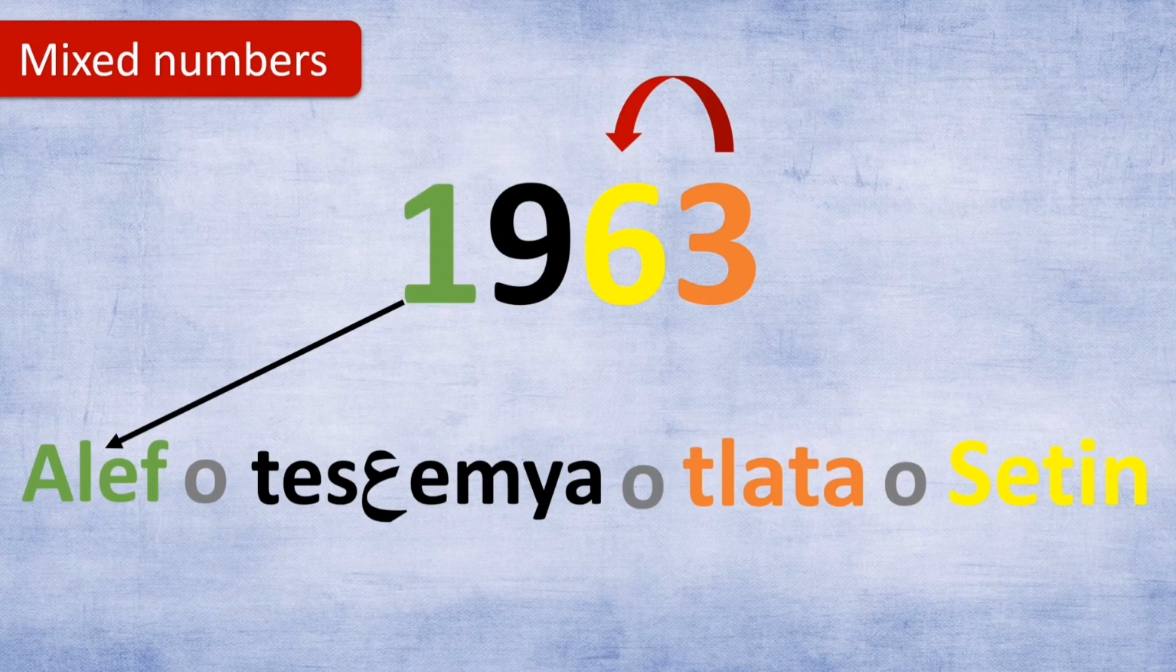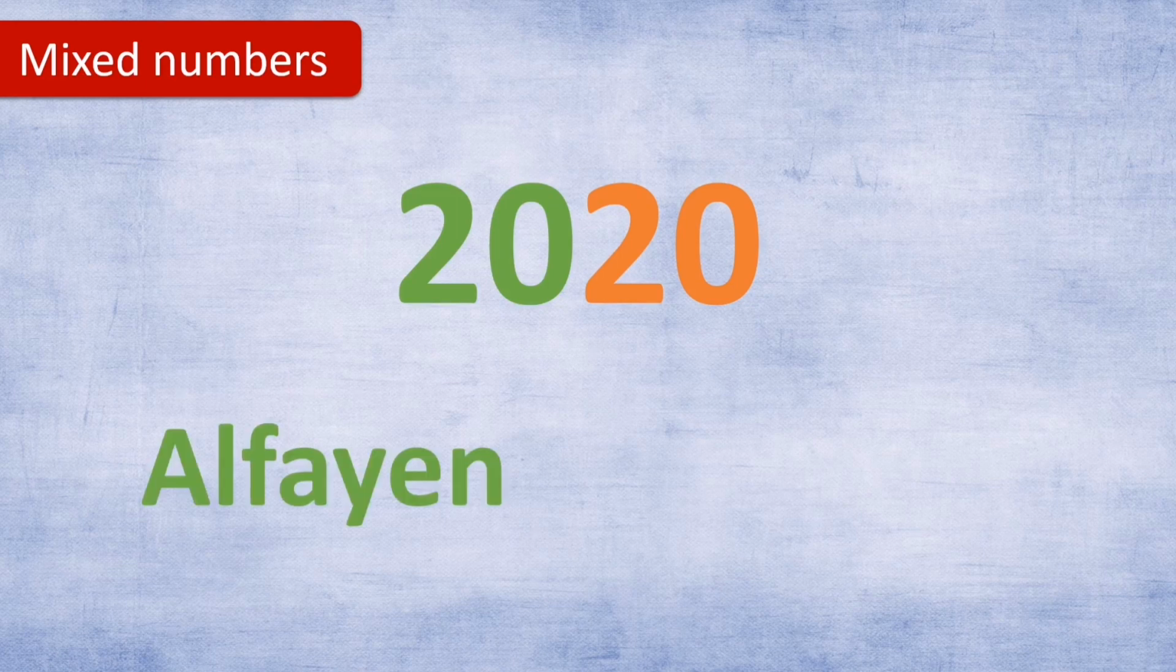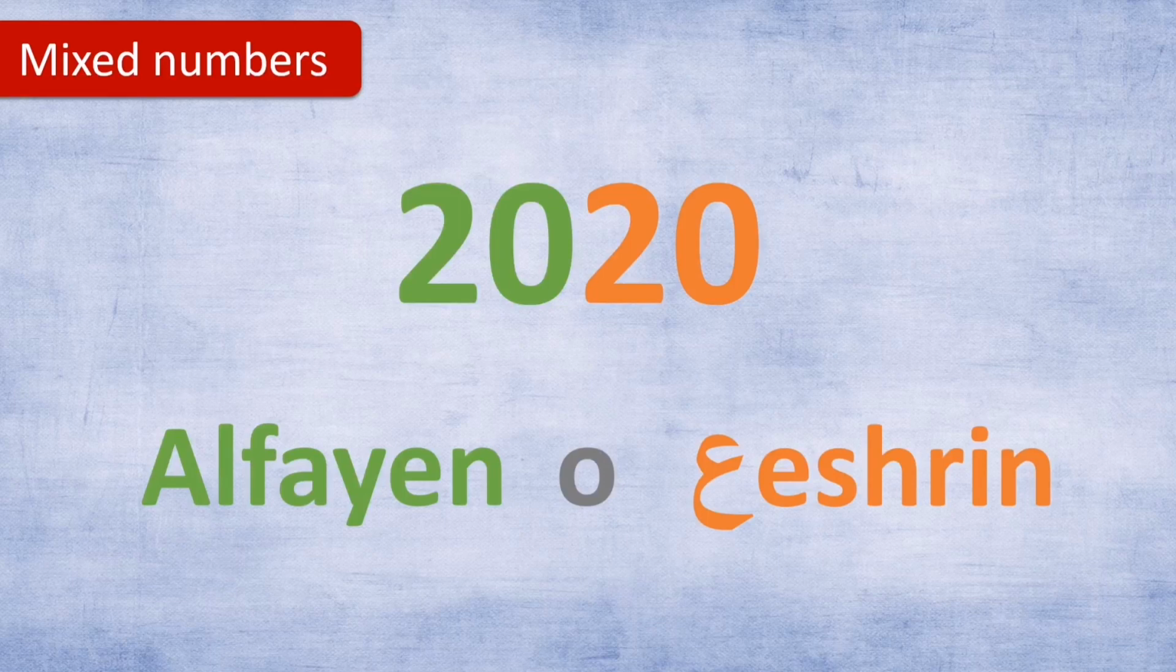Do you want to go to another mixed number? I am so excited. Let's see. 2020. So how to read this one? As always, we will start with the thousand number, which is 2000, and then we say 20, 2020. And if you want to sound Moroccan, you can connect between the N and O and say 2020. Again, 2020. That's the right pronunciation.